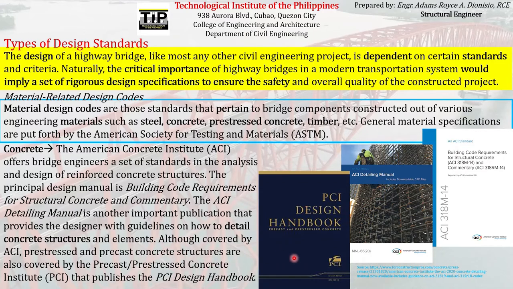So these are the different referral codes or design standards that we can refer to whenever we use concrete. The main governing organization is the American Concrete Institute or ACI that publishes the Building Code Requirements for Structural Concrete and Commentary, as well as the ACI detailing manual. If you want a general specification about the use of concrete, you can refer to Building Code Requirements for Structural Concrete. And if you want to be familiar with how to detail concrete structures and elements, you can refer to the ACI detailing manual.